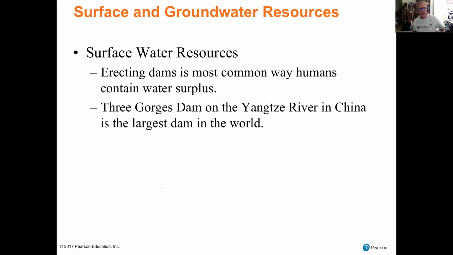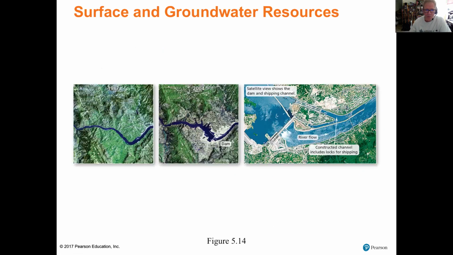Now, here in California especially, we erect dams, and that's how we contain the water surpluses. In China, they just finished a few years ago what we call the Three Gorges Dam, on the Yangtze River in China. It's the largest dam in the world. So here's when they started in 1887.